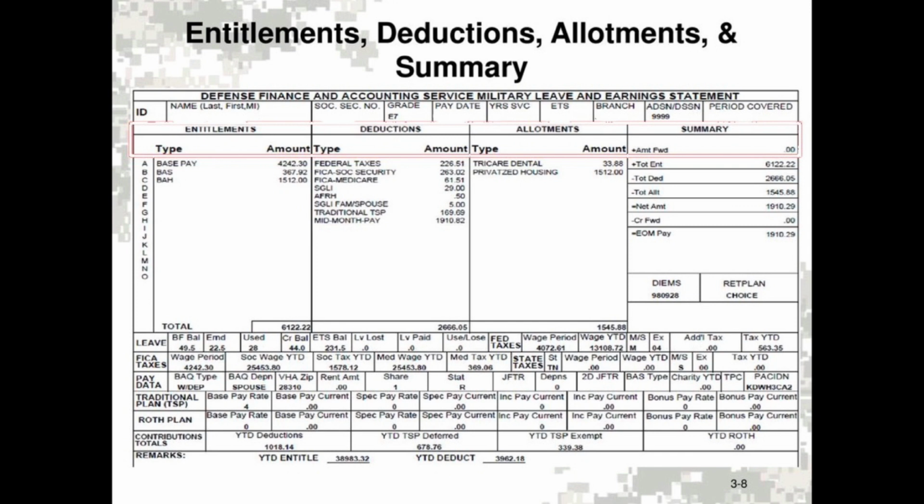So we're going over to the first block on the left, which is entitlements. Entitlements is what you're going to be paid. So you have your base pay, which is based off of what your pay grade is, and your BAS, or basic allowance for sustenance. This is money that's paid to you when it comes to food and to pay for bills such as your electricity. But basically, it's going to be for your sustenance, for your food.